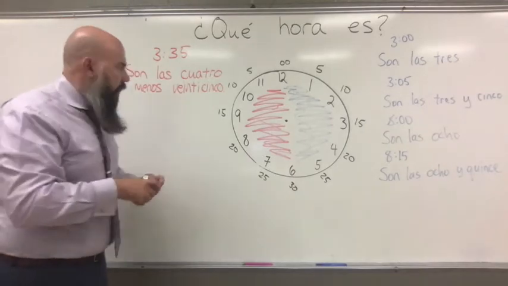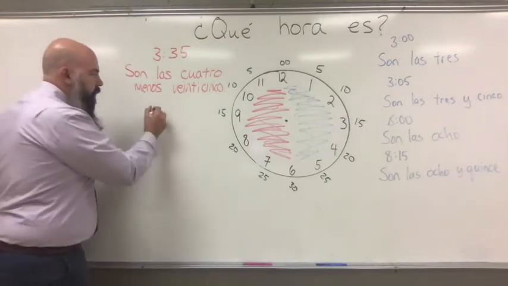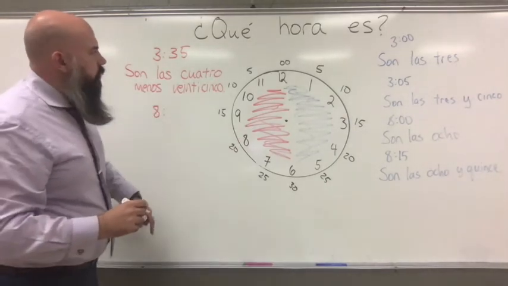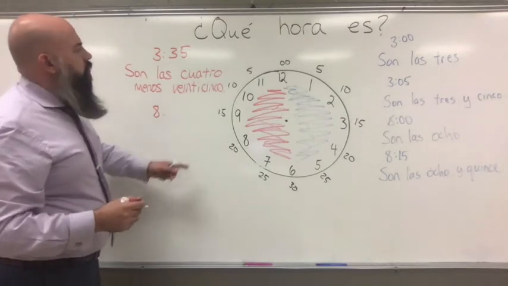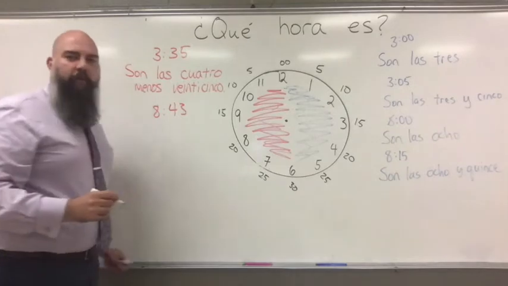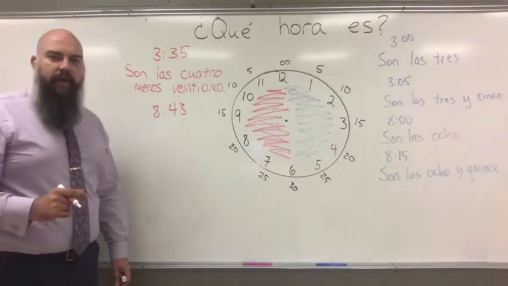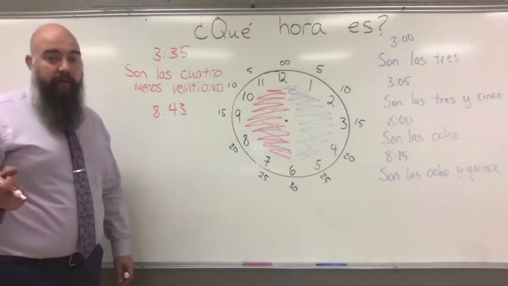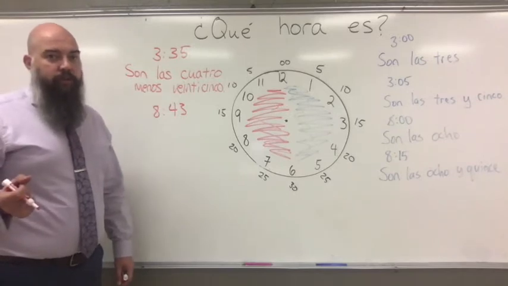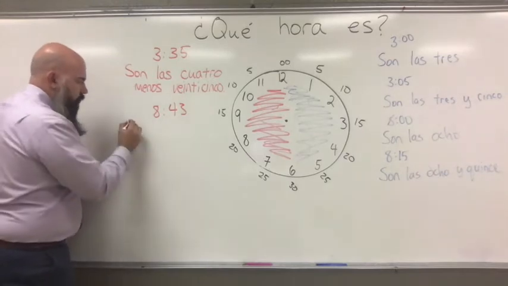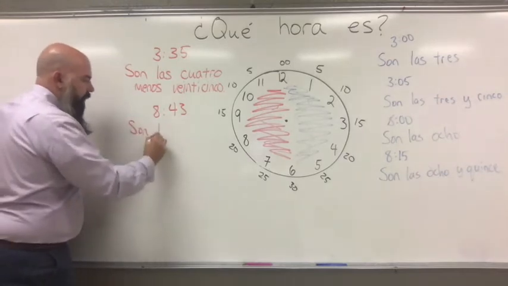So if you think of it that way, it might be a little easier. Let's use that 8 o'clock. We'll go 8, and we use 15 over there, so we'll use a weird one. 8:43. Okay? So you might have to do a little quick math right there. Hopefully you don't have to get out your calculator. If you do, don't admit it. So 8:43, we'll start off with son las.